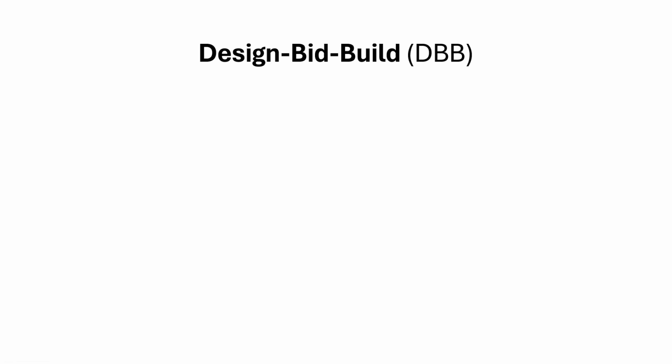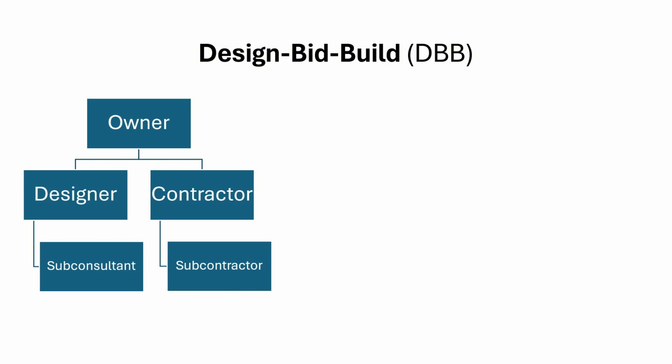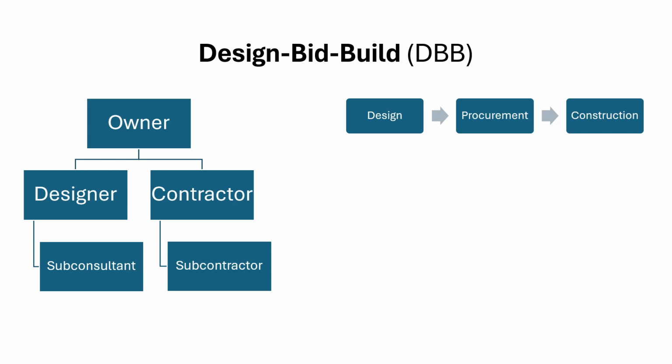Design bid build is the traditional and most commonly used delivery method. In this method, the owner contracts separately with a designer for the design phase and a contractor for the construction phase. So the process starts with the design phase, where a designer prepares complete project plans and specifications. Then a procurement phase, where contractors submit bids based on the completed design, and finally a build or construction phase where the selected contractor constructs the project.